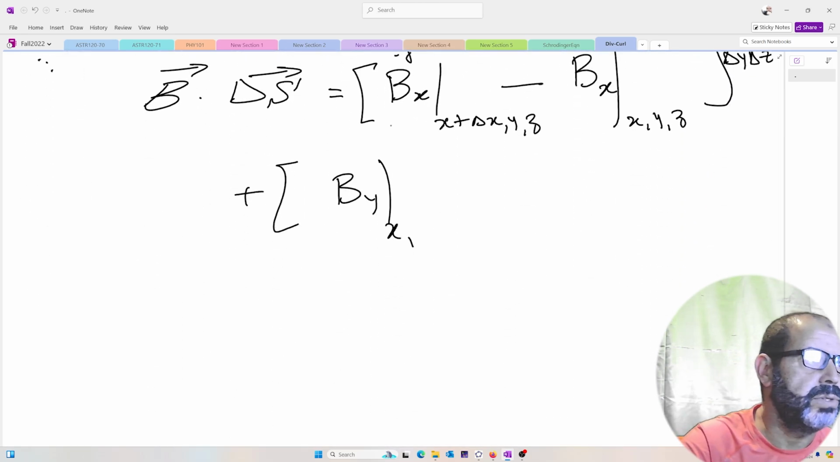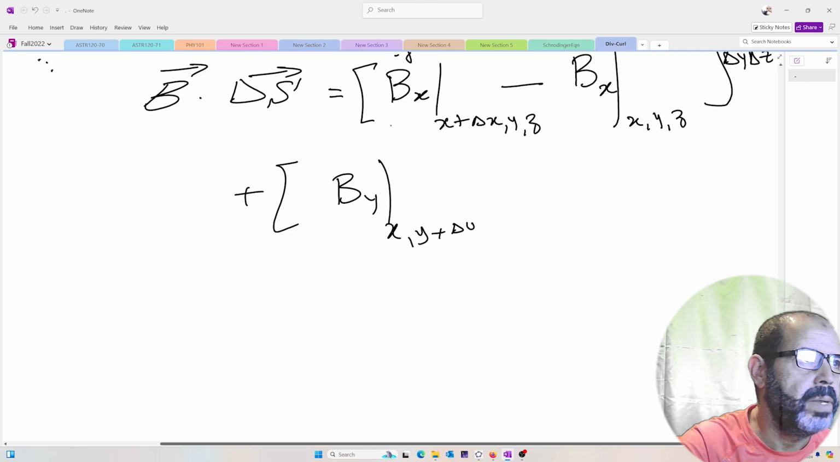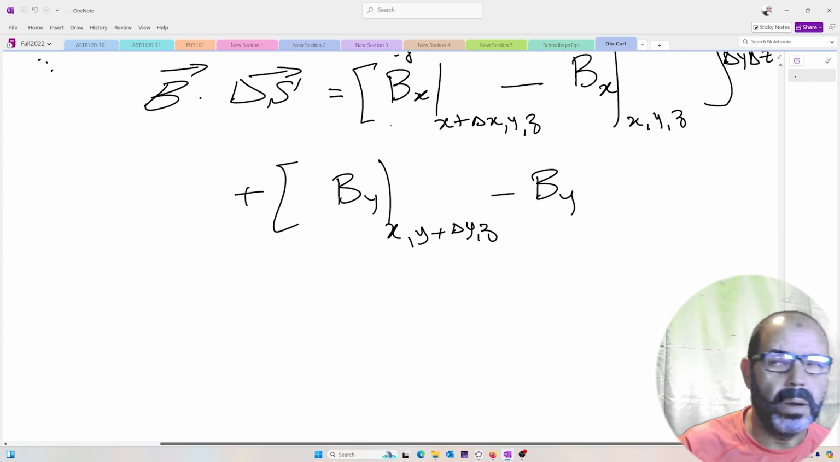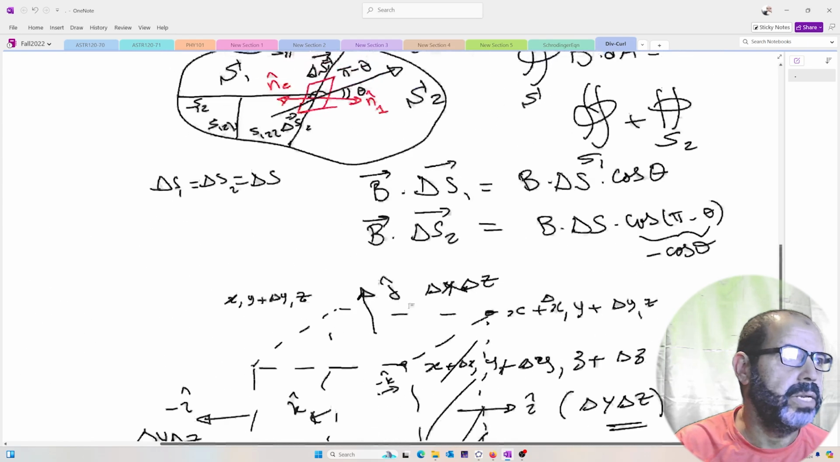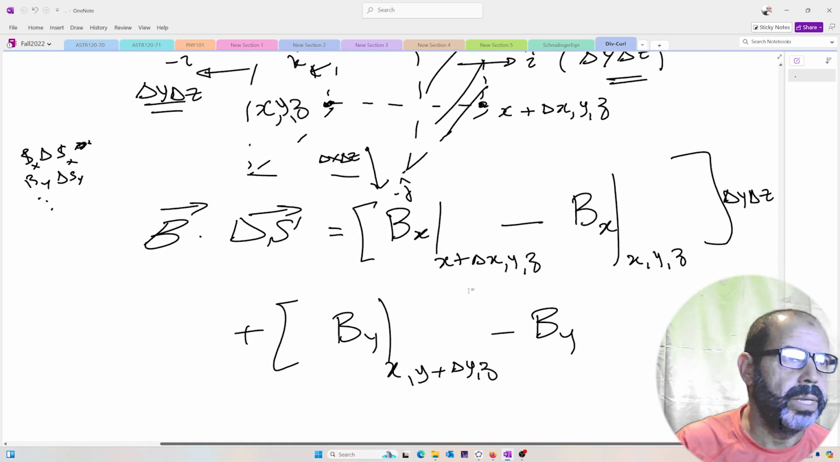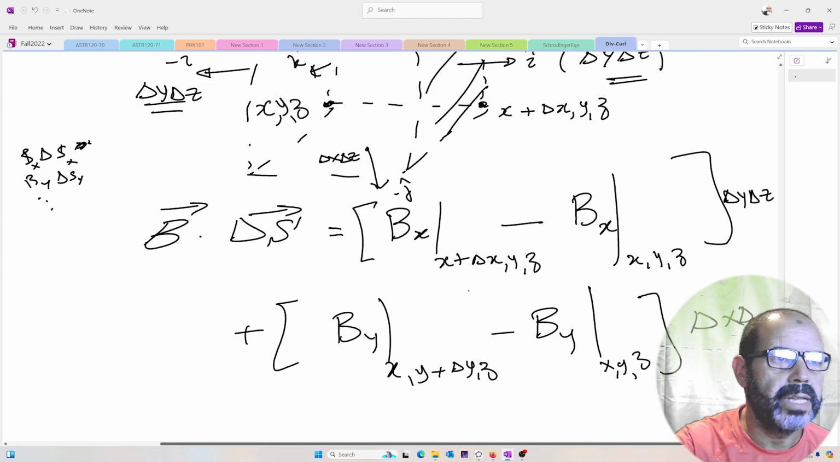So everything stays the same. Now it's y plus delta y, and z minus, again, the y component, because we're dealing with the vector b, its y component, but the area is pointing down, and its size is delta x, delta z. So both areas are delta x, delta z. So in here, this one is evaluated at x, y, and z. And this is the size of the area is delta x, delta z.